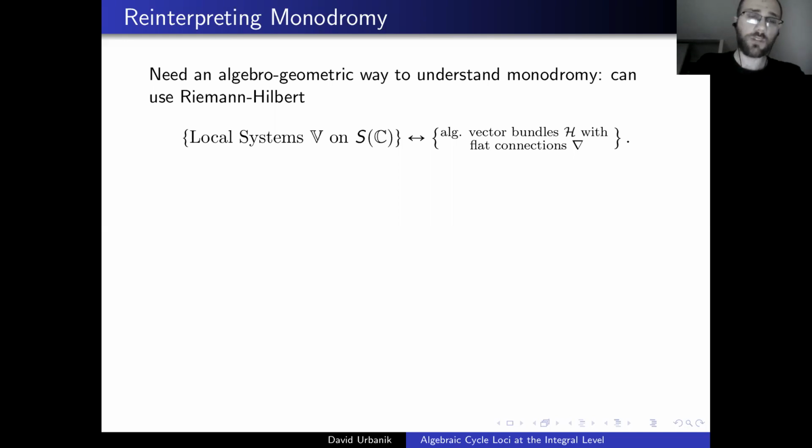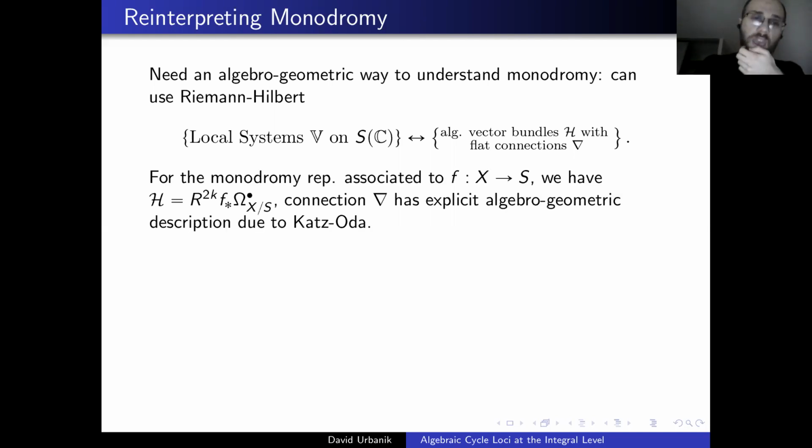And what the Riemann-Hilbert correspondence tells you is that every local system on a complex algebraic variety corresponds to some kind of algebraic vector bundle with a flat connection. In the particular case of the monodromy representations associated to the Betti cohomology of these families, there is a standard algebraic vector bundle with connection, which comes from algebraic de Rham cohomology.